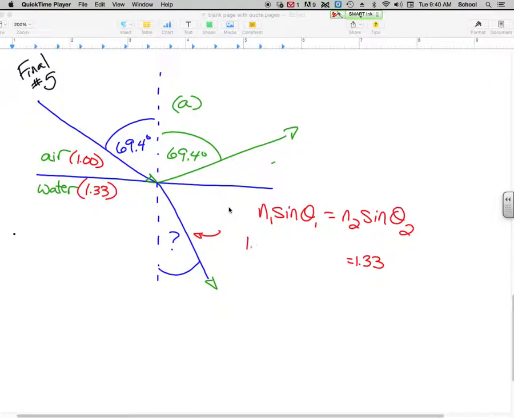So I'm going to say 1 times the sine of the angle that's in the air, which is 69.4. It's going to equal 1.33 times the sine of, I don't know. So the first thing we want to do is move the 1.33. So algebraically, I'm going to bring him over here. And that will give me the sine of x.